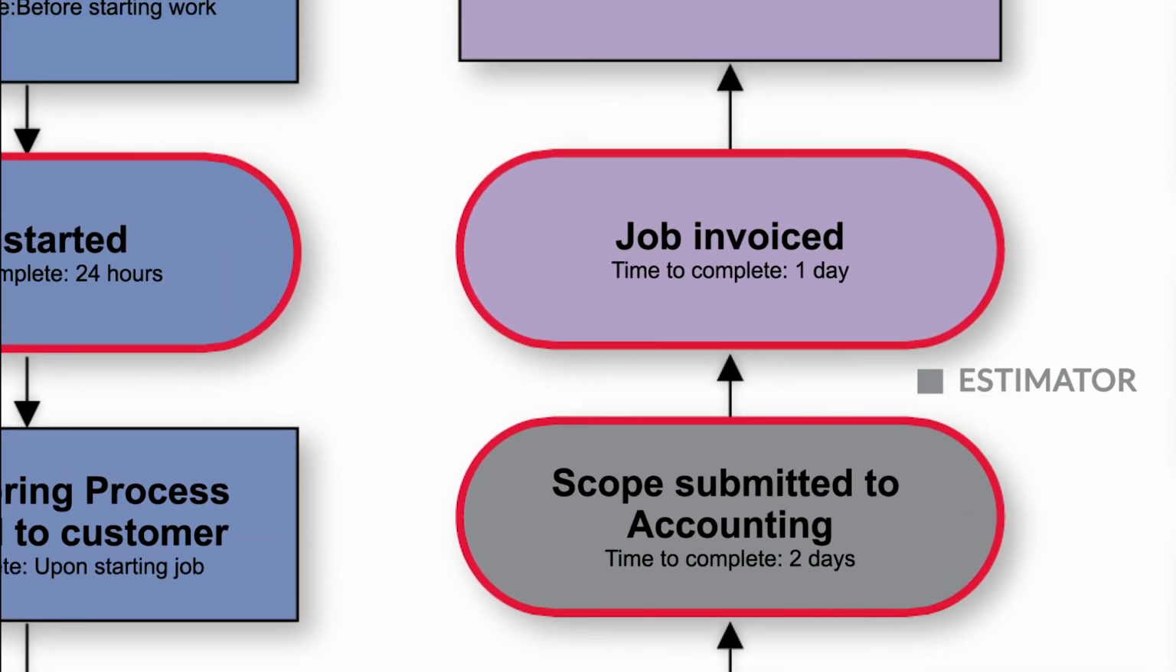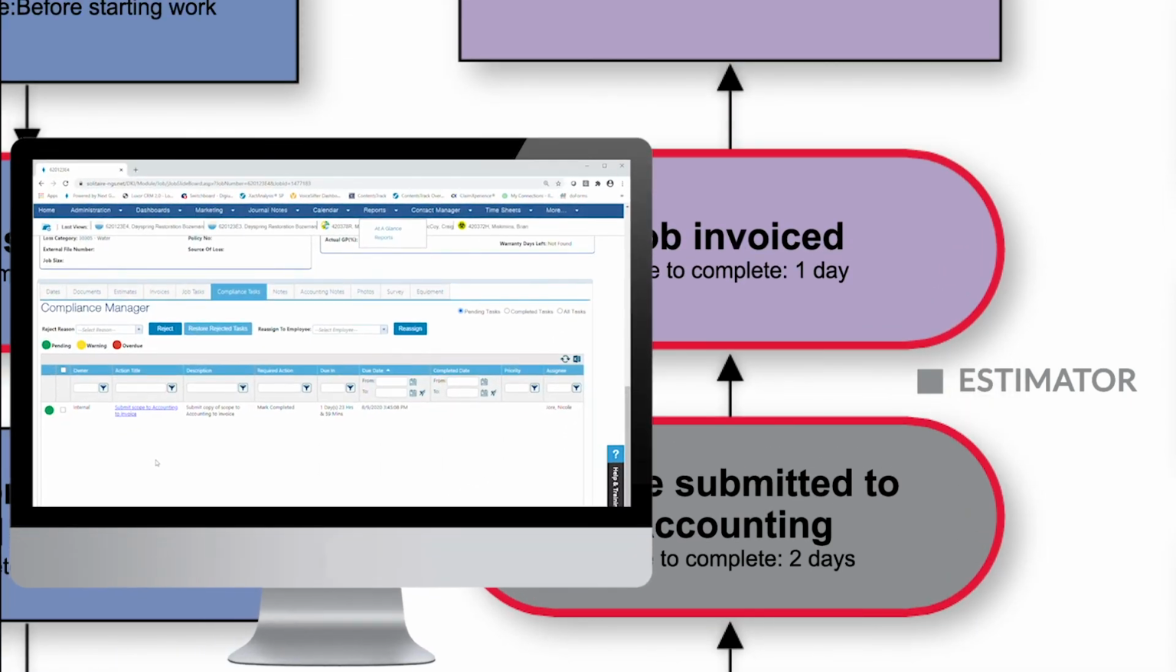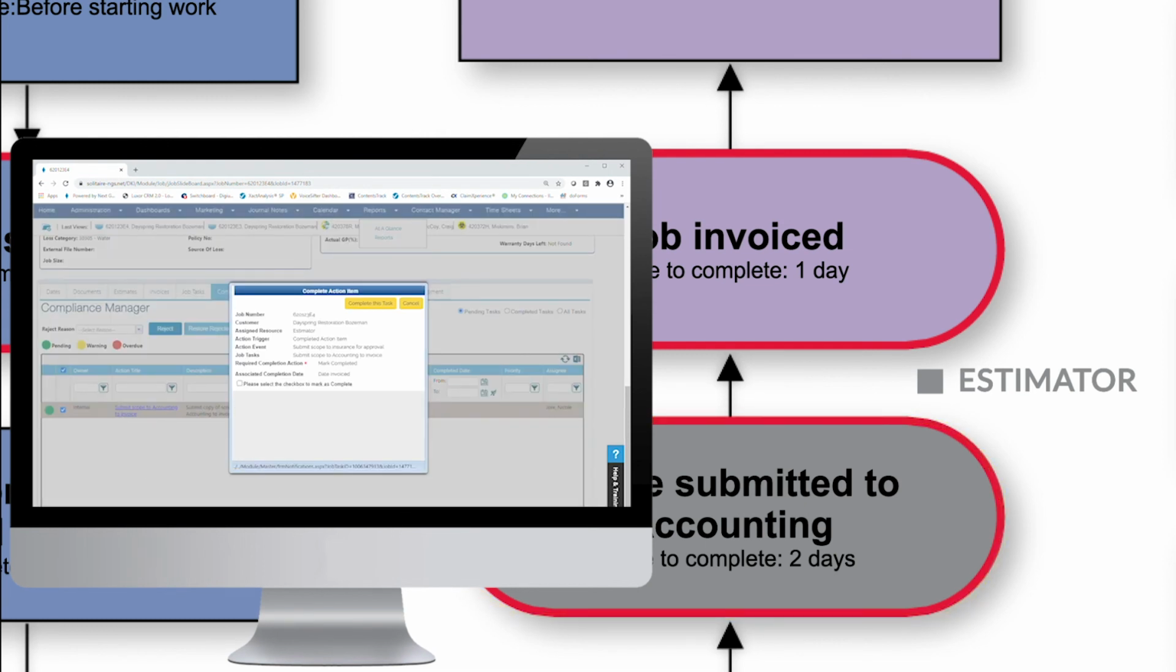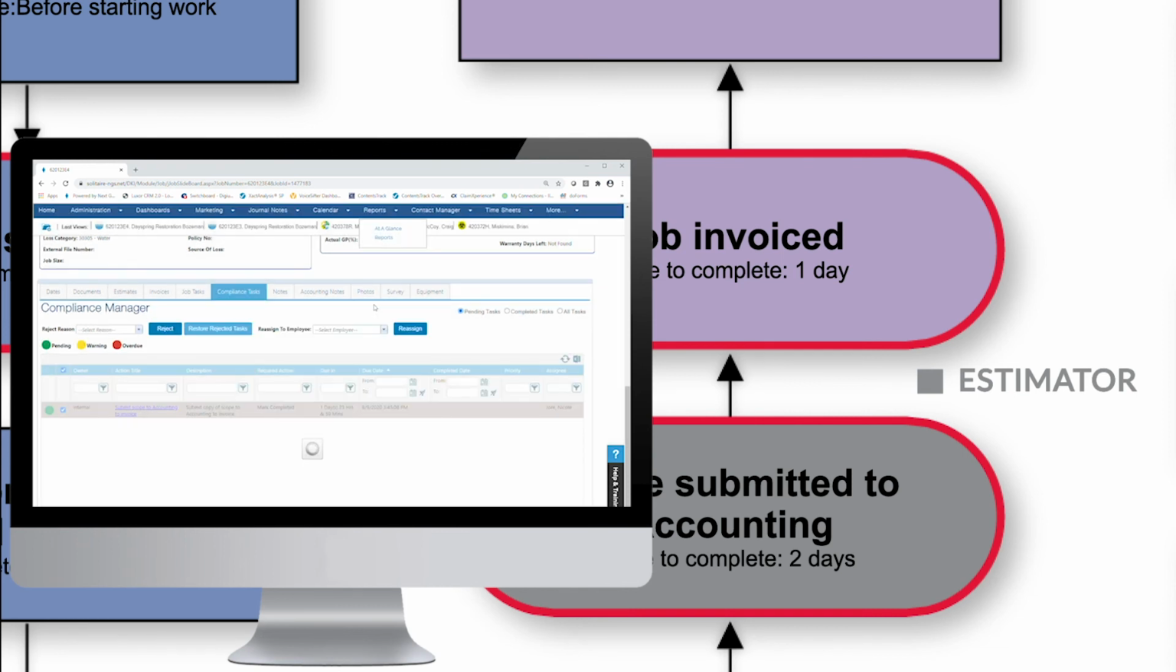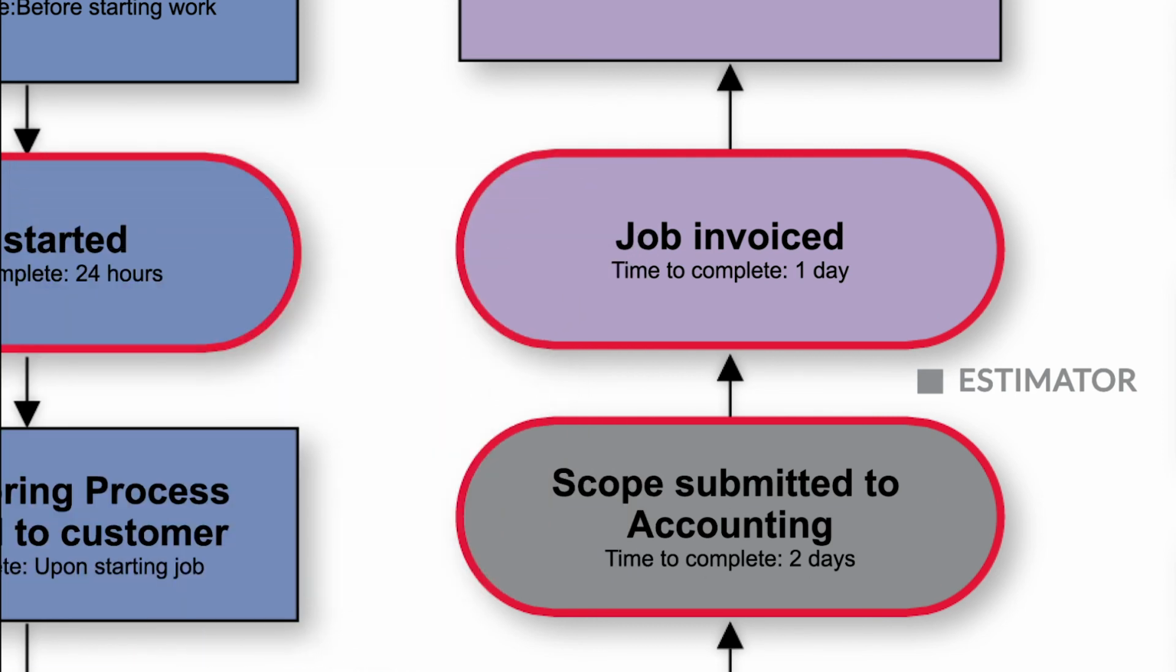Now the estimator will need to complete the compliance task of submitting the scope to accounting for invoicing. Regardless of whether the scope has been approved, it must be invoiced within 2 days of being sent to insurance. It is imperative that any negotiations on the scope of work do not delay the invoicing. If negotiations with insurance result in changes to the scope, the estimator should then submit a revised copy to accounting.